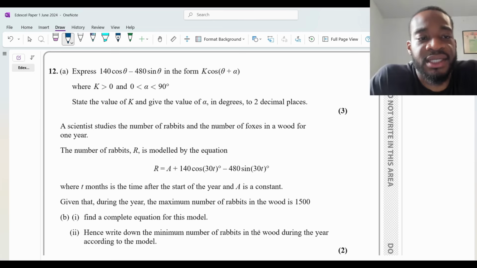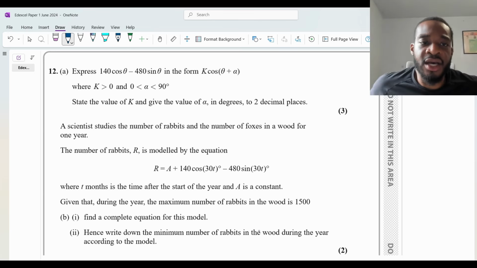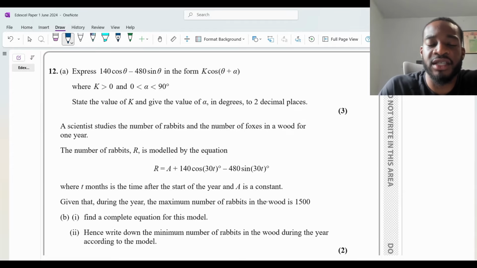Okay, so question 12 says express 140 cos theta minus 480 sine theta in the form k cos theta plus alpha, where k is greater than 0 and alpha is between 0 and 90 degrees. State the value of k and give the value of alpha in degrees to 2 decimal places for 3 marks.